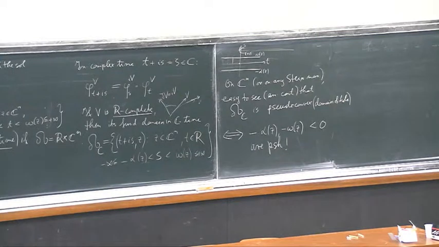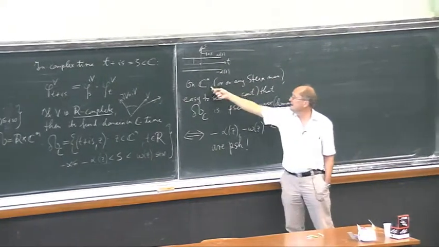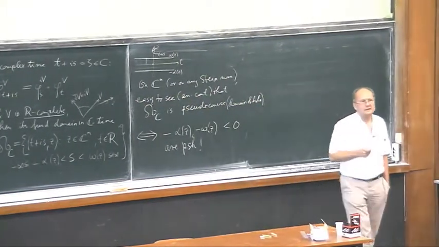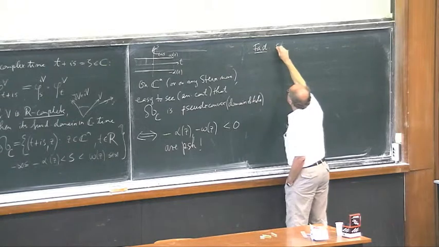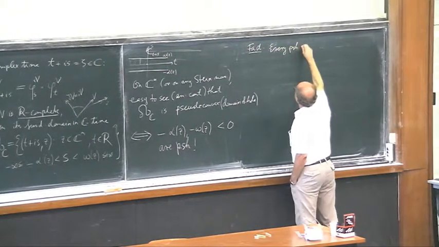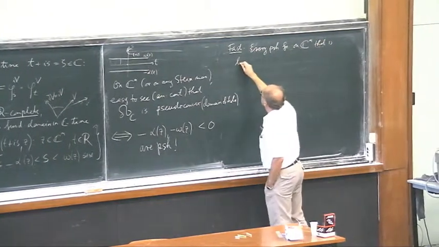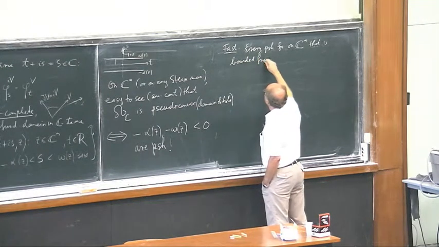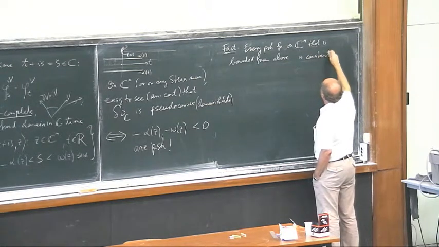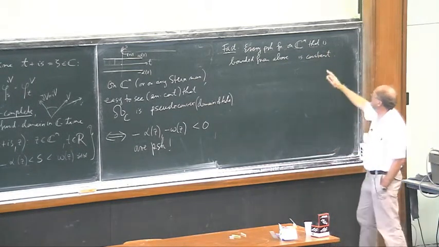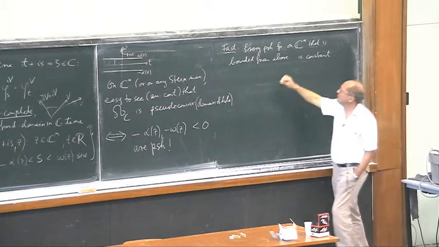But now there are no plurisubharmonic functions on Cn which are bounded from above, other than constants. So it's a fact that every PSH function on Cn that is bounded from above is constant. In fact, this is true on many other complex manifolds, on some kind of big manifolds. Manifolds with this property are usually called Liouville.